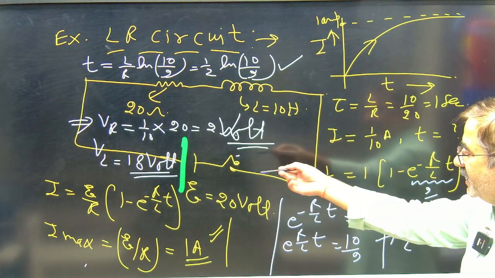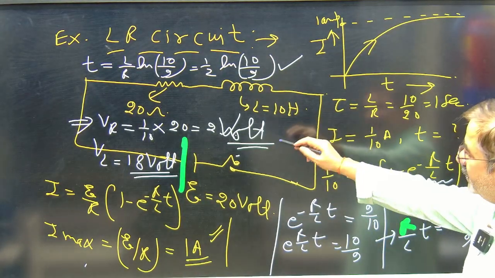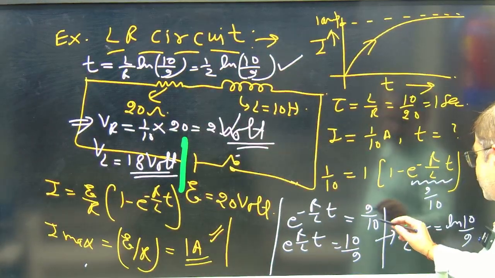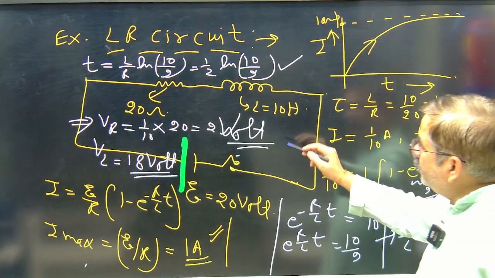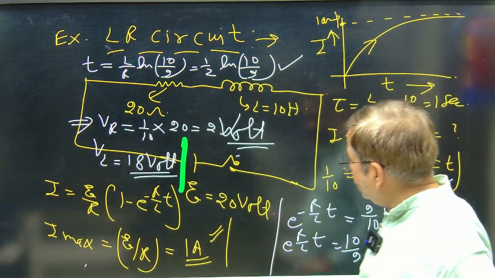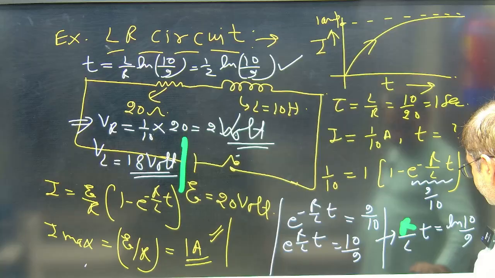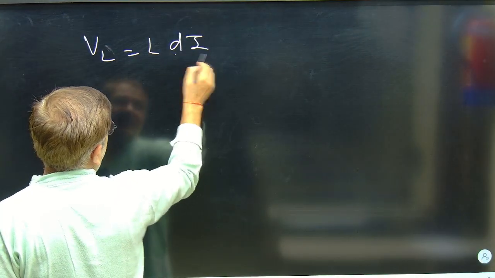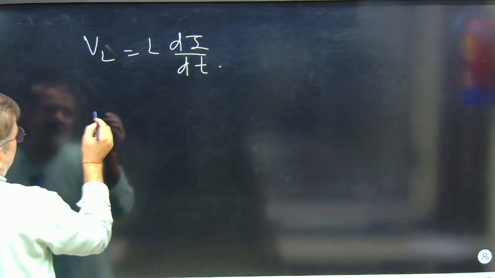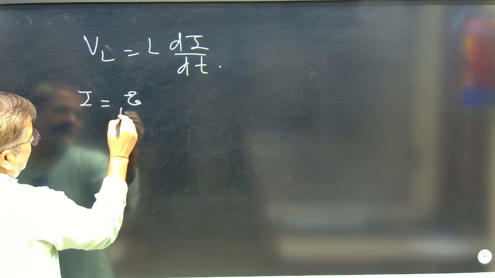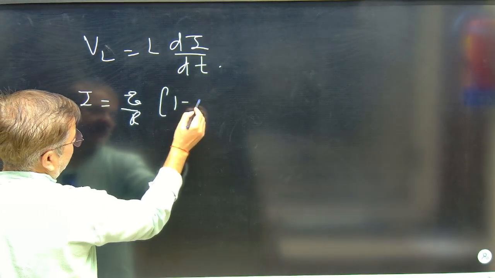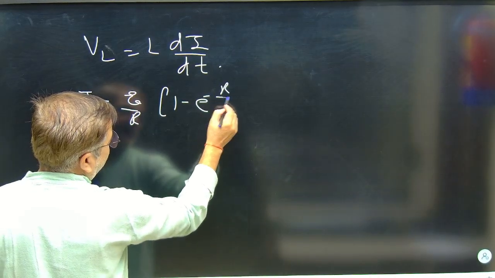Now that value we can even see from L into di by dt also. The term we have got, and here I am saying e to the power minus R by L into t, the value is 9 by 10. Now here with the loop rule I said the voltage across the inductor is 18 volt. Next we can also say that this voltage across the inductor is also L times di by dt. Now see what I got. This current I was E by R times (1 minus e to the power minus R by L into t).